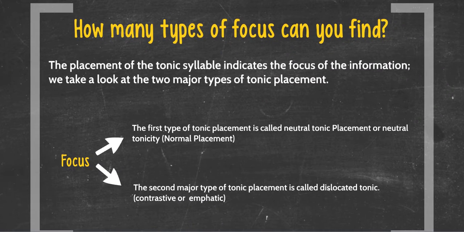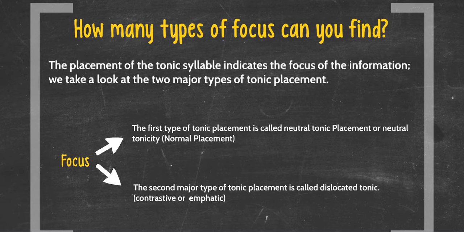How many types of vocals can you find? The placement of the tonic syllable indicates the focus of the information. We take a look at two major types of tonic placement. The first type is called neutral tonic placement or neutral tonicity, normal placement.